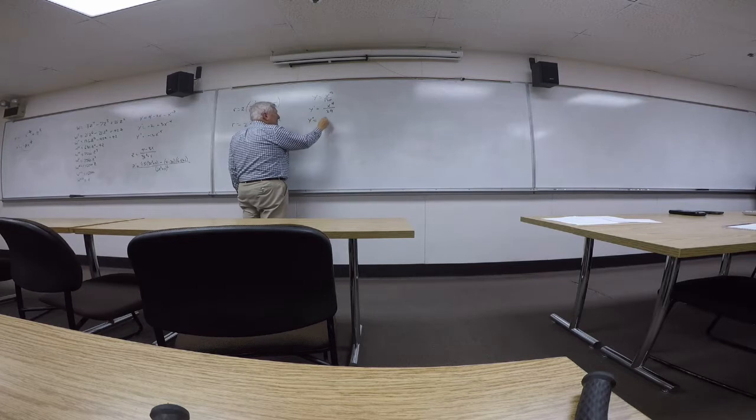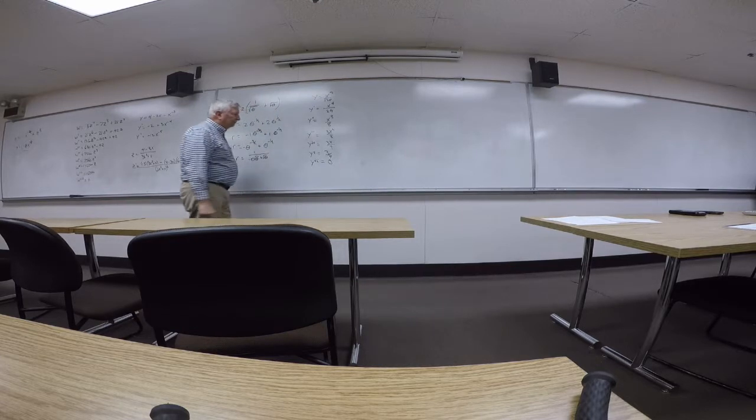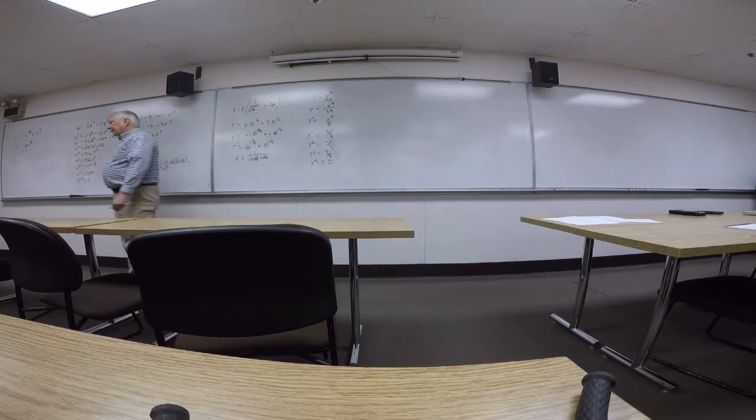Y double prime is x cubed over 8. Y triple prime is 3x squared over 8. Y IV is 6x to the 1st over 8. Oh, that reduces to 3/4. And the last one, y to the 5th, oh, not yet, 3/4. And y to the 6th, or derivative of the 6th power, is 0. If I did everything correctly. Okay.